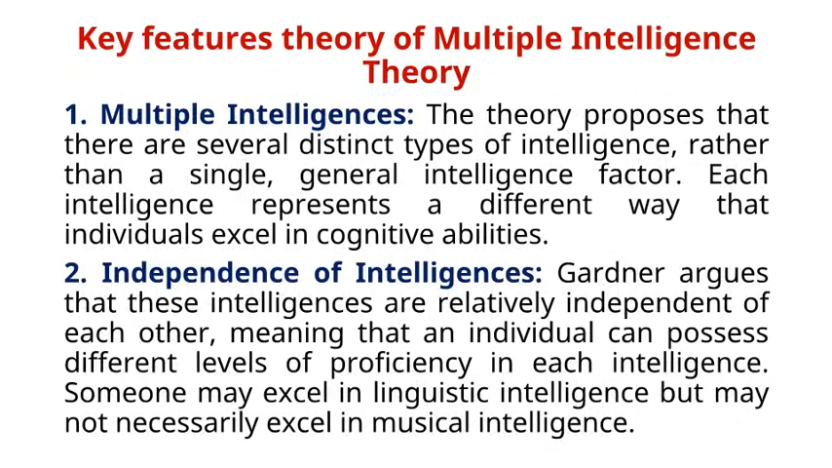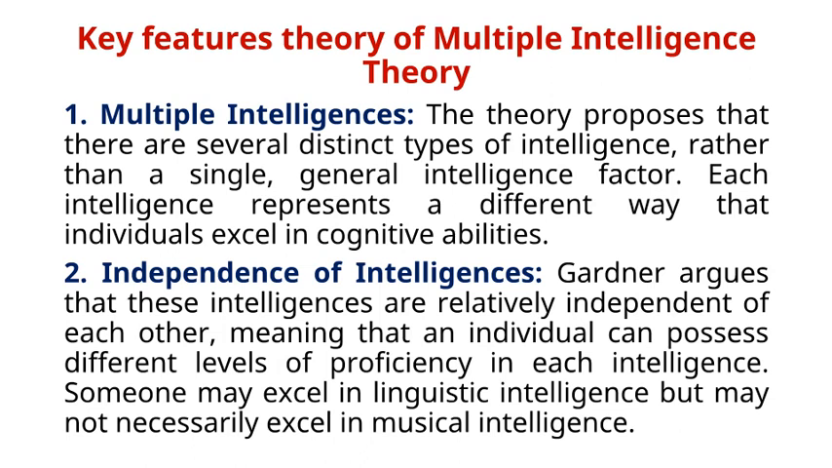Key features of the theory of multiple intelligences. 1. Multiple intelligences. The theory proposes that there are several distinct types of intelligence, rather than a single, general intelligence factor. Each intelligence represents a different way that individuals excel in cognitive abilities.